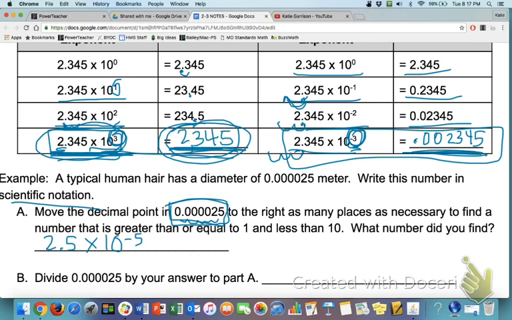Okay, part B says divide 0.000025 by our answer that we got in part A. If we were to do this, let me help you out. We'll use a calculator or whatever. If we were to do this, we would get 0.00001. Okay.